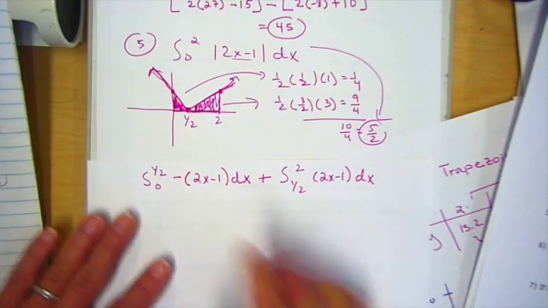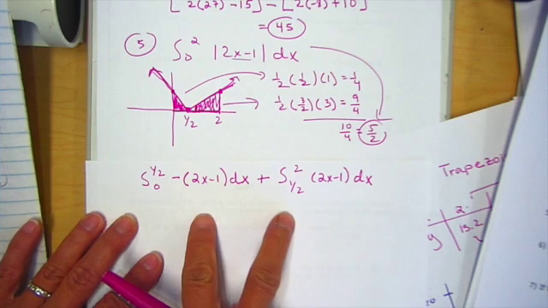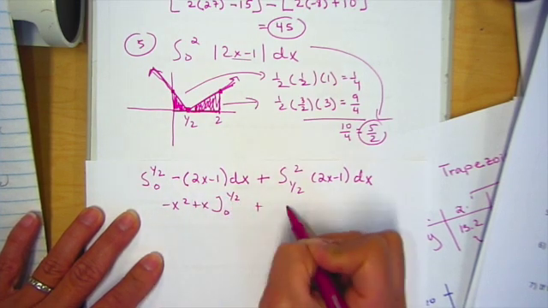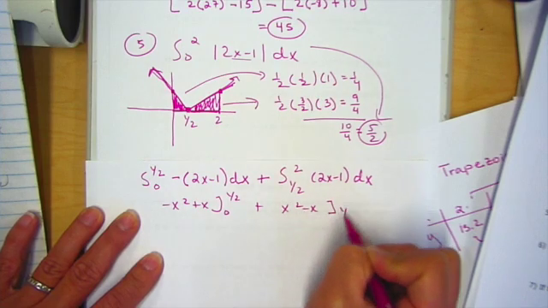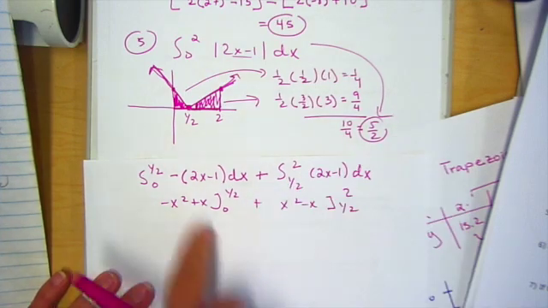So this is what you would have to do. If you wanted to do this using the fundamental theorem, you would break it up into 2 separate integrals. Then you can do the antiderivative, plug in the bounds, and do the arithmetic, and you would get the same answer. But I think this is a much longer way to do it.